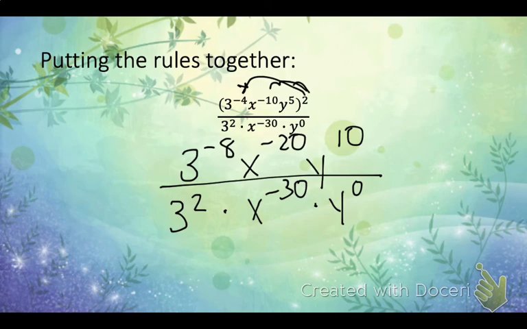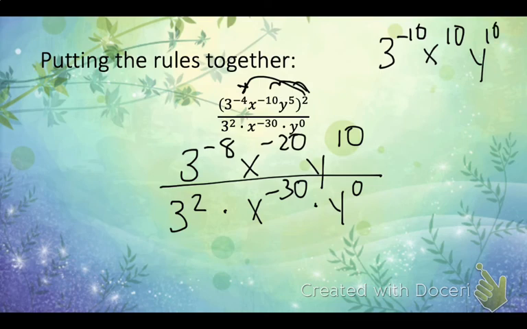Next I'm going to keep the base and subtract the exponents. So 3 to the negative 8 over 3 squared would be 3 to the negative 10th, because I'm subtracting negative 8 minus 2. Negative 20 minus negative 30 would be x to the 10th, and then y to the 10th minus y to the 0 is just y to the 10th.